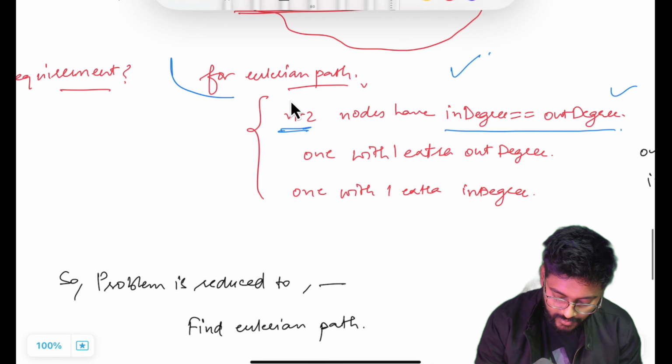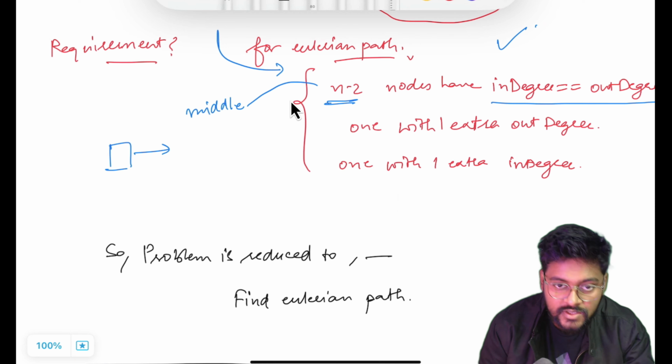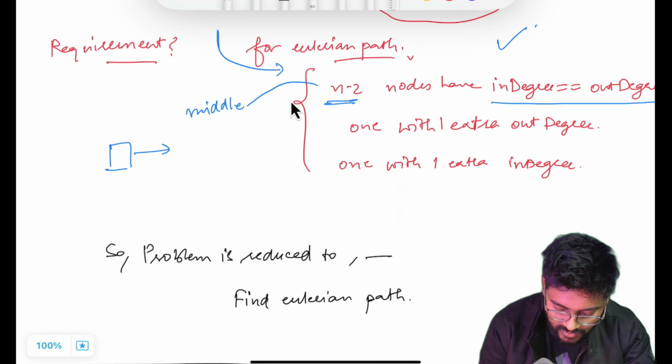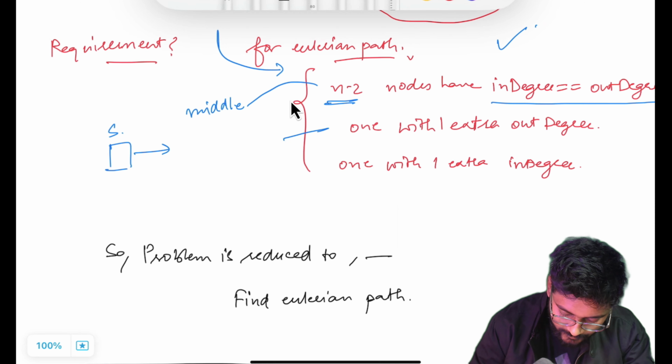So what is that case? For all those n-2 nodes, we will use those nodes as our middle nodes. And the node with an extra out degree, let's say there is only one out degree and no in degree, that node we can use as our starting node. So this will be considered the start of our Eulerian path, and the node with one extra in degree will be treated as the ending of the path.